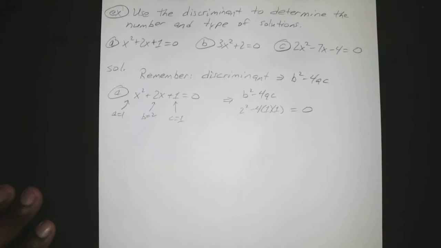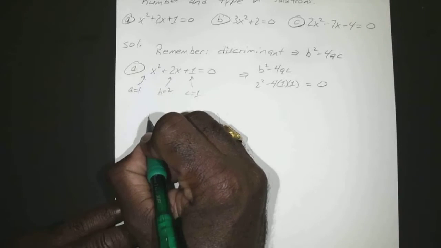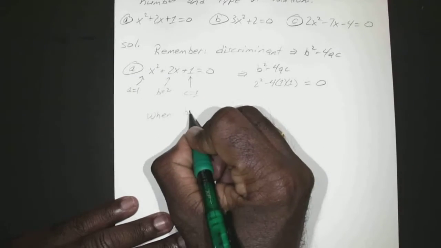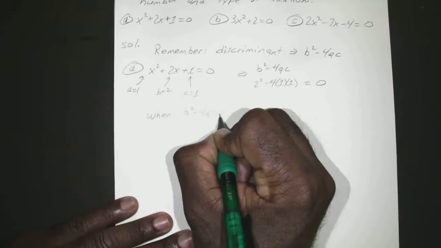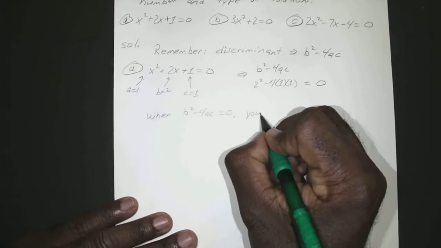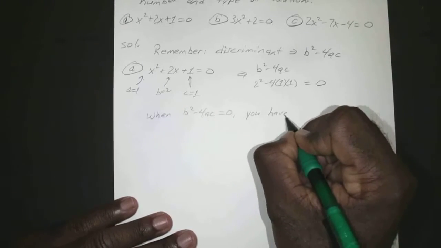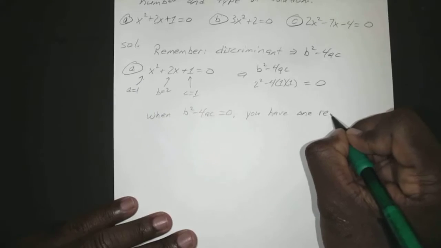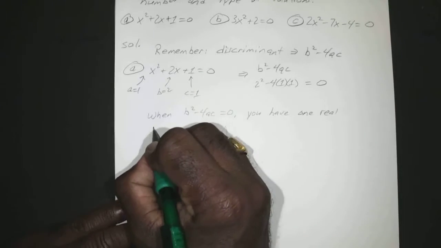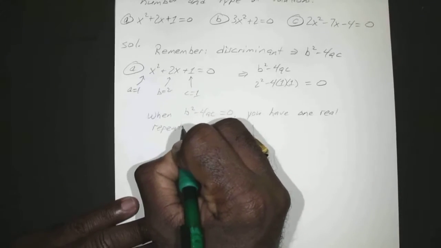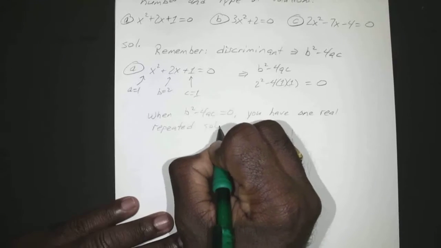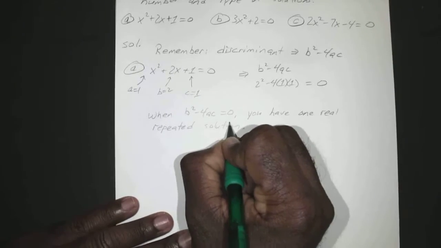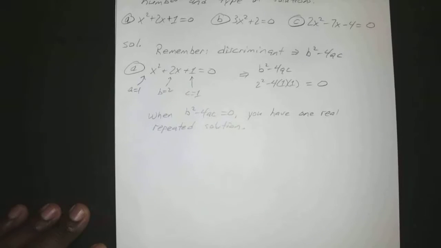Okay. So remember, whenever it's 0, it's just going to be one repeated solution. So when b squared minus 4ac equals 0, you have one real repeated solution. Okay. Any questions on that one?